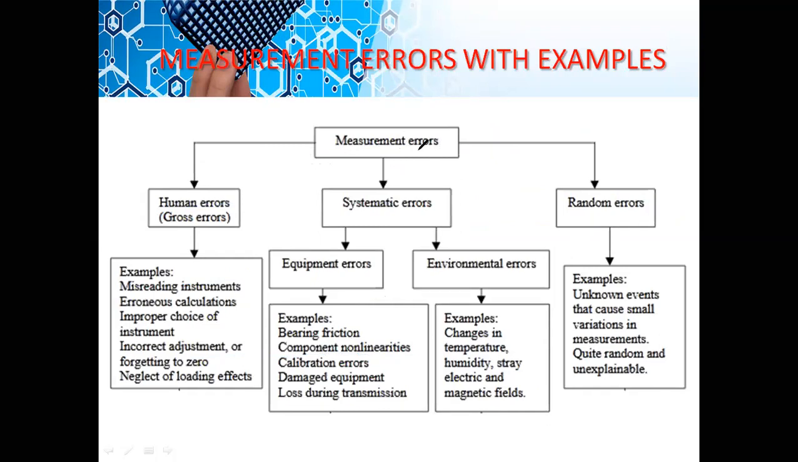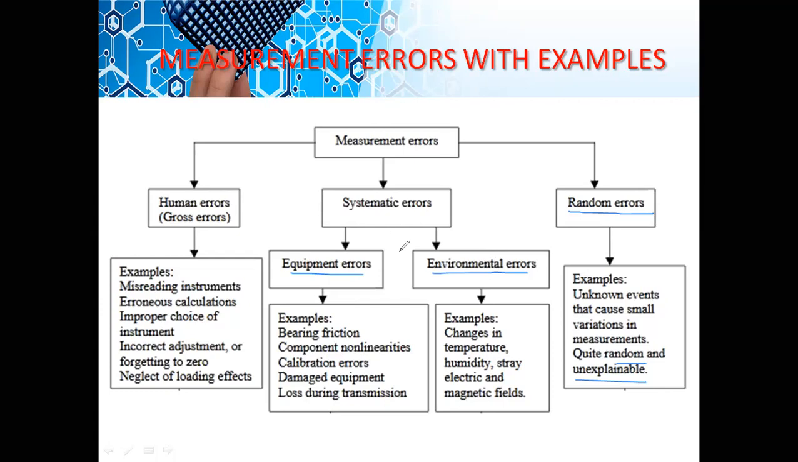So measurement errors, according to the source, are categorized to human errors, which are gross errors, systematic errors, and random errors. Random errors are the errors whose causes are not known and which are quite random. They are unexplainable. It is random behavior of either measurement system, or it is a random behavior of the parameter which we are measuring. Coming to the systematic error, we have further two types of the systematic error, which is equipment error and environmental error.